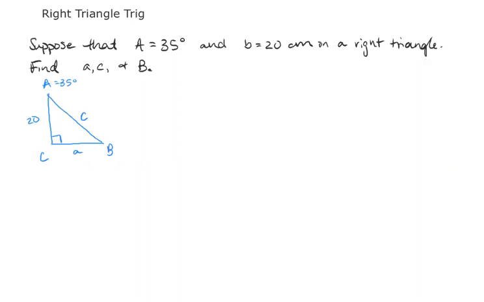So B is going to be the easiest thing to find. We know that there are 180 degrees in a triangle. So we're going to do 180 minus 35 minus 90. This will give us B. That would be 55 degrees.